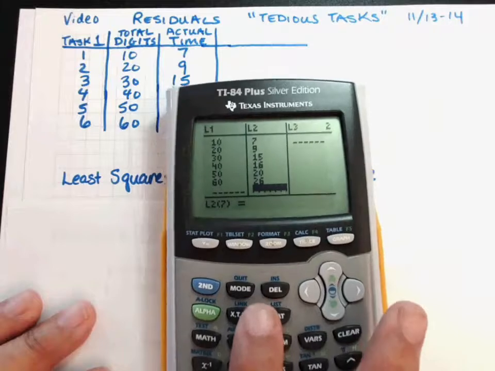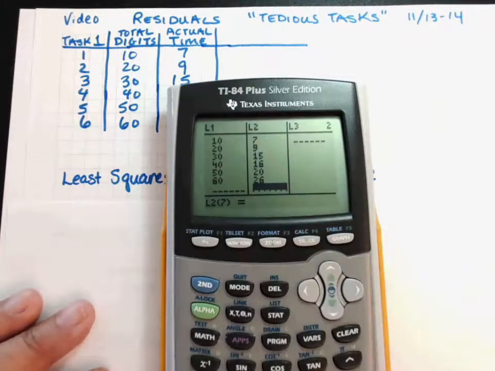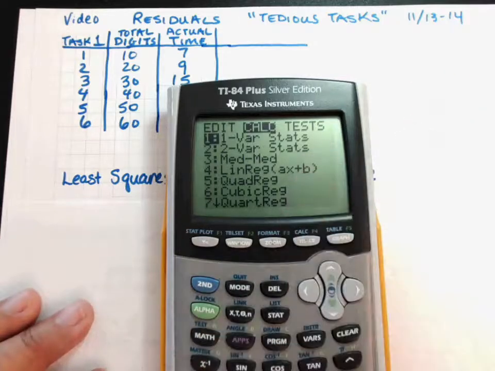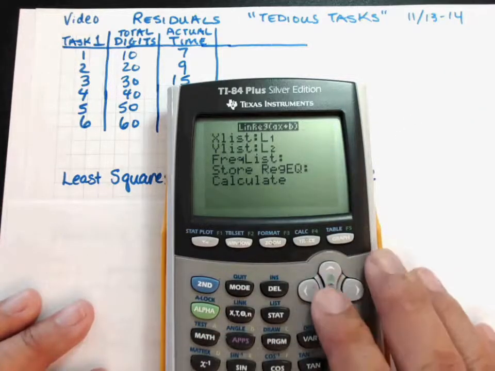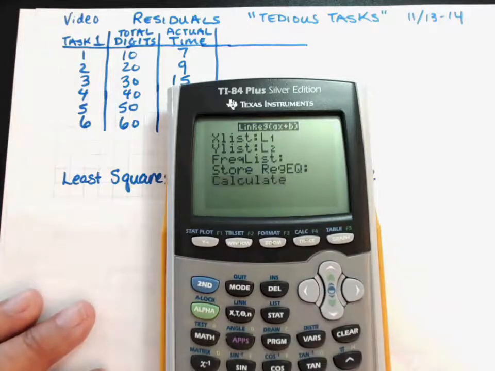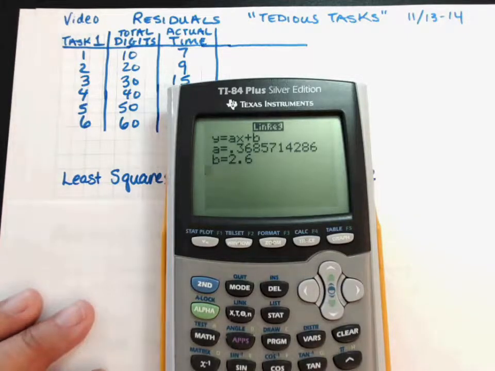So let me go ahead and get over here out of the glare. And I have my data entered in the table. And I go stat, calc, linreg, like linear regression, that's number 4. This calculator actually shows the list. So there's list 1, list 2, and calculate.